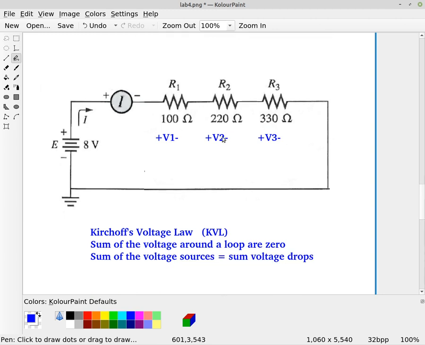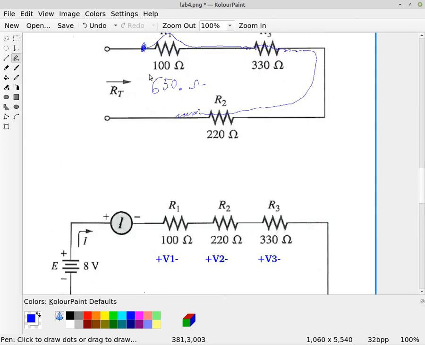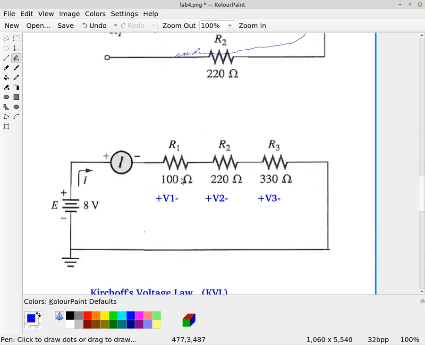But now, if we try to calculate the current, we first have to find our total. Well, we already found our total was 650 ohms. So now, using Ohm's law, we can calculate the current. The current I is equal to E, the total series current is the supply voltage divided by the total resistance. And that current is going to be 8 volts divided by 650 ohms.